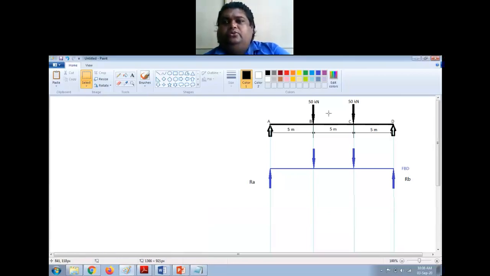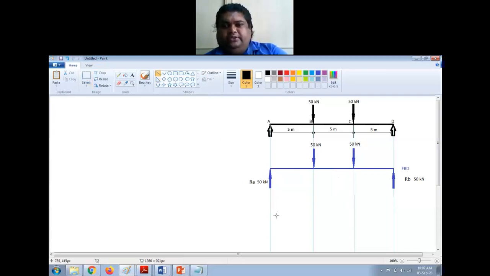Okay, so I'll just write that, or I can just copy this. RA is 50 kilonewton, and RD is also equal to 50 kilonewton. Now I have this, and the load here is also 50 kilonewton. This is given already. Now I can draw the shear force diagram.